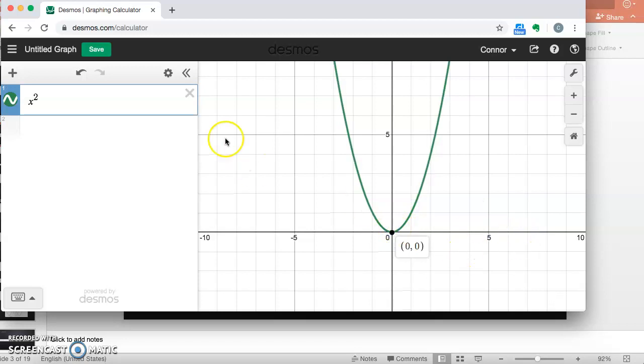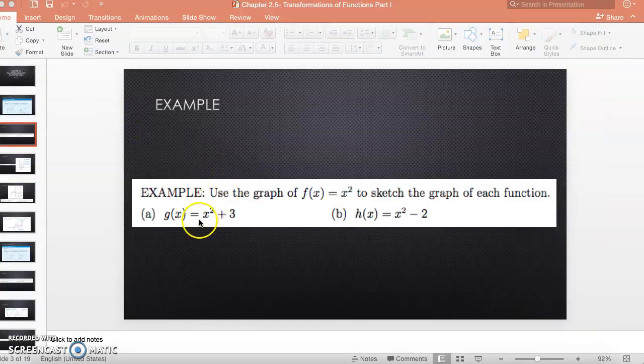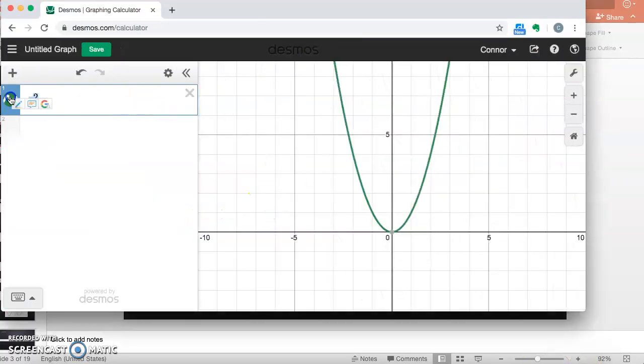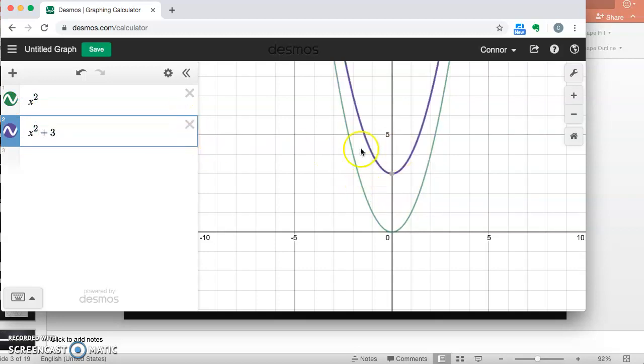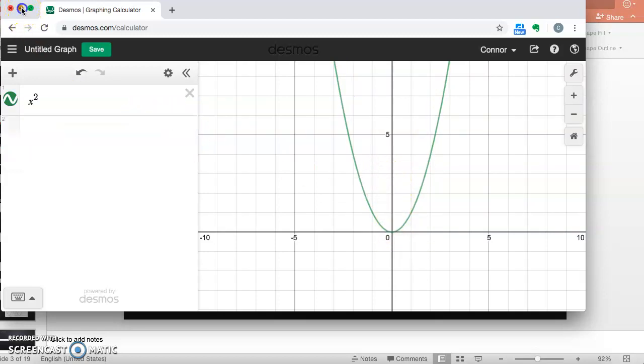And if I have this x squared, and I want to say x squared plus 3, well, based on my previous slide, if I take this x squared and I say plus 3, that's going to shift my graph up. And I can see that it did. From green to purple, this shifted the graph up. And I can see from my point 0, 0 to my minimum point here of 0, 3, it shifted it up 3 units. Now, let's look at the other example.